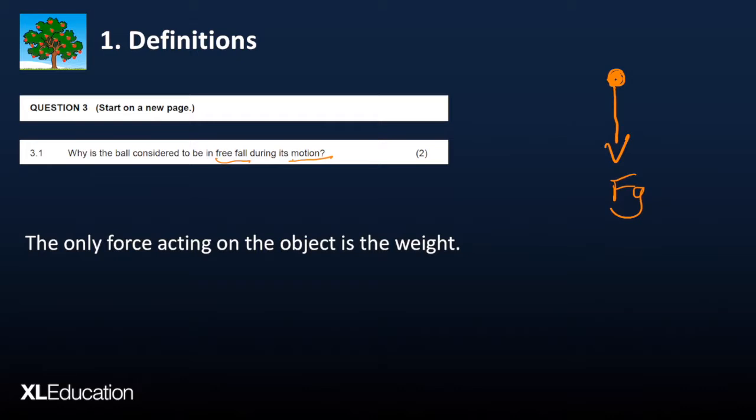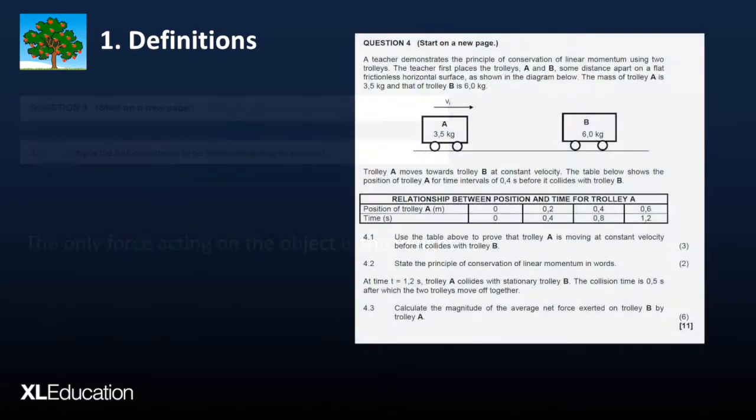So why is the ball considered to be in free fall during its motion? Because the only force acting on the ball is weight, which is basically the definition of free fall, right? Let's have a look at another question where we can find the low-hanging fruit.